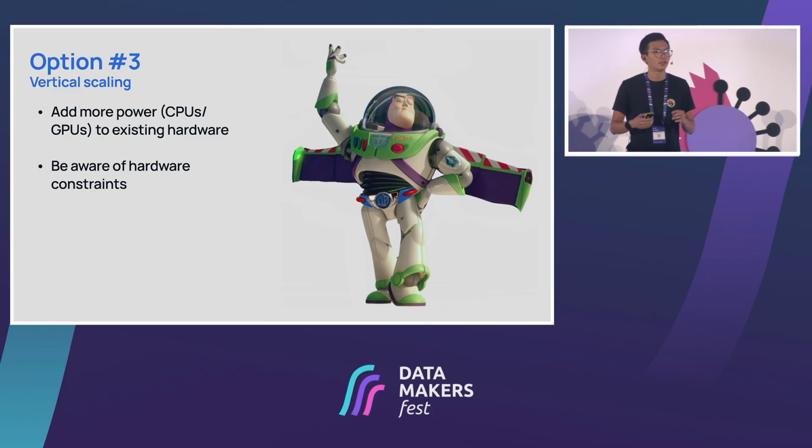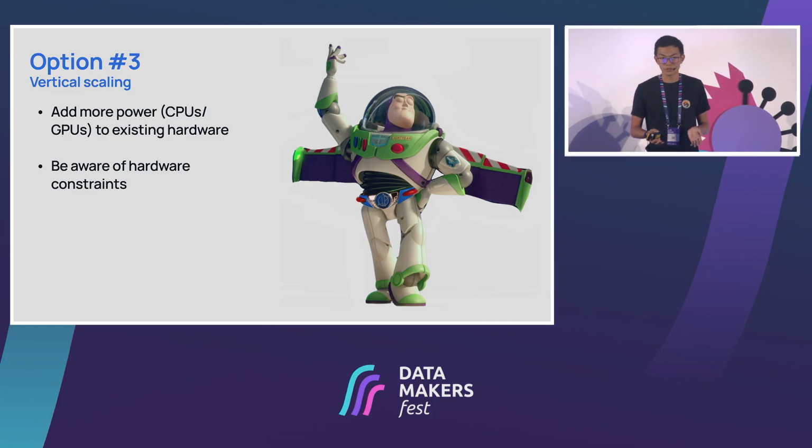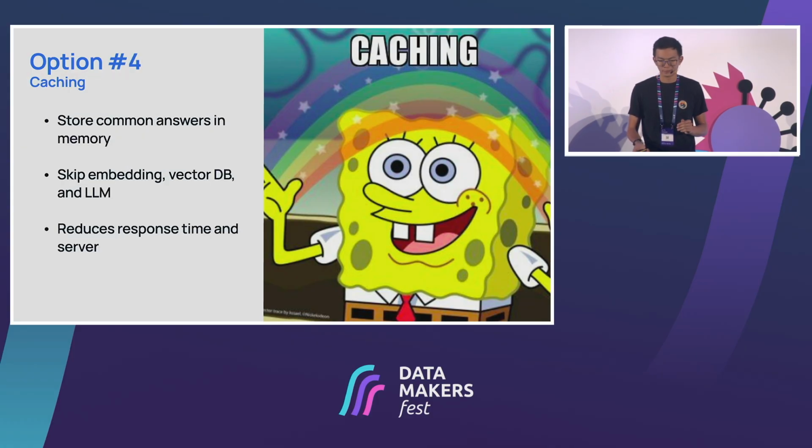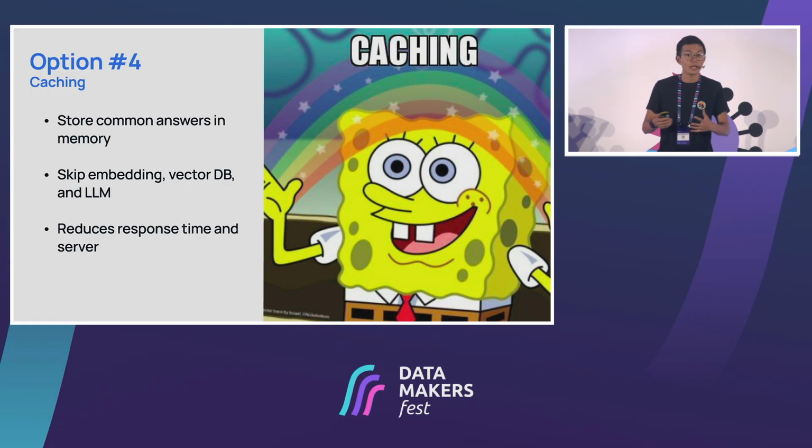In addition to horizontal scaling, we could also do vertical scaling. So we can add more power or resources to our existing machines. But bear in mind that there's only so much you can add before hitting a certain hardware limit. Another option is caching, by storing frequently accessed requests and responses in memory. That way, we can skip the entire stack through the embedding model, the vector DB, and the LLM, and also reduce response time and server load.